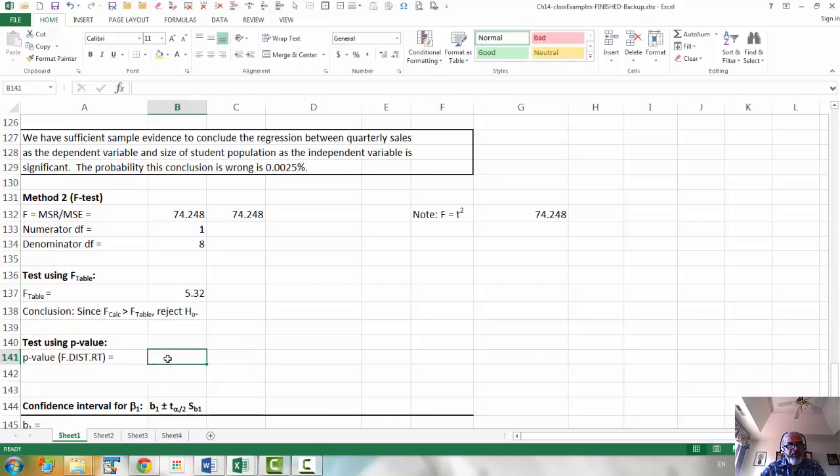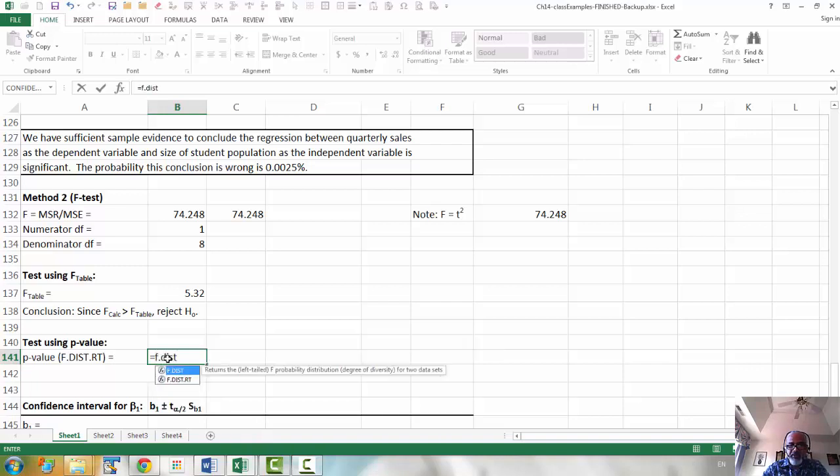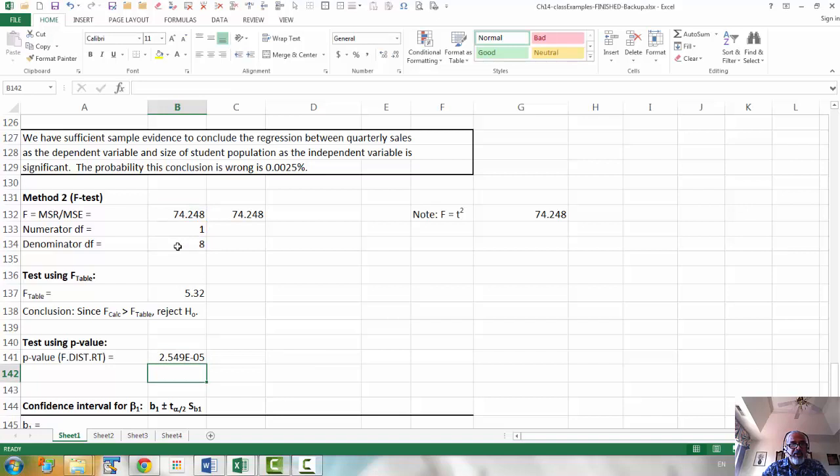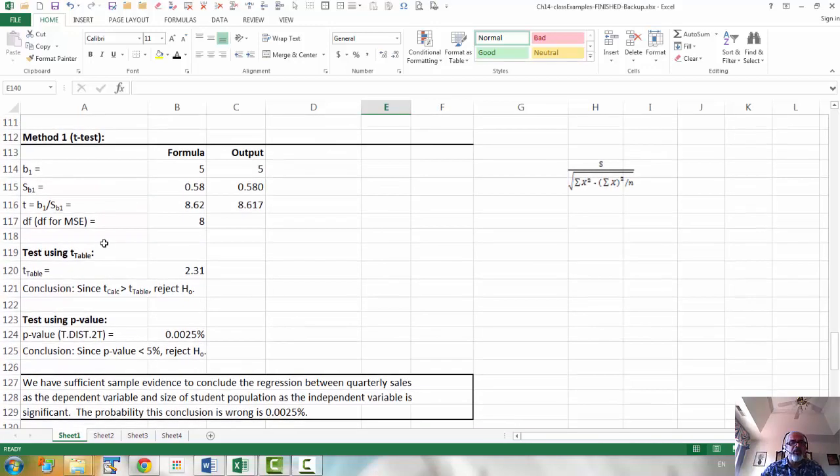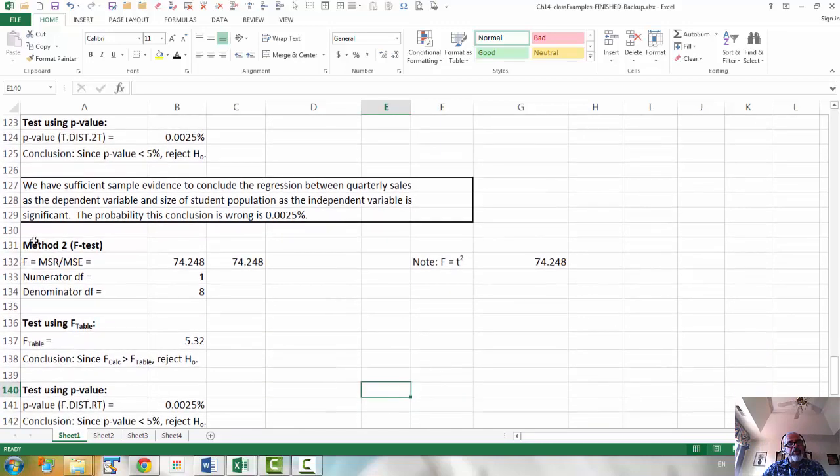Okay, there it is. And the P value is F.DIST.RT. Now we use the F calc and then the two degrees of freedom. So that will give us the P value. And you see that the P value is exactly the same as what we got before. And since our P value is less than alpha, we reject the null hypothesis. So that's our conclusion, the same interpretation as before. This is a different method. So in simple regression, we can either use the T test or we can use the F test.